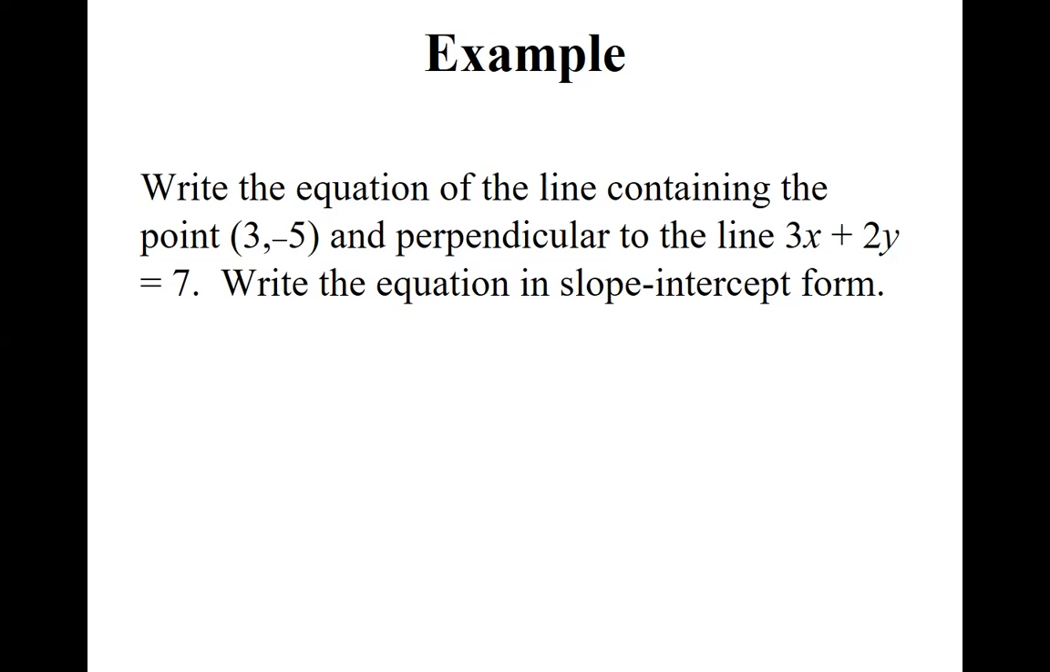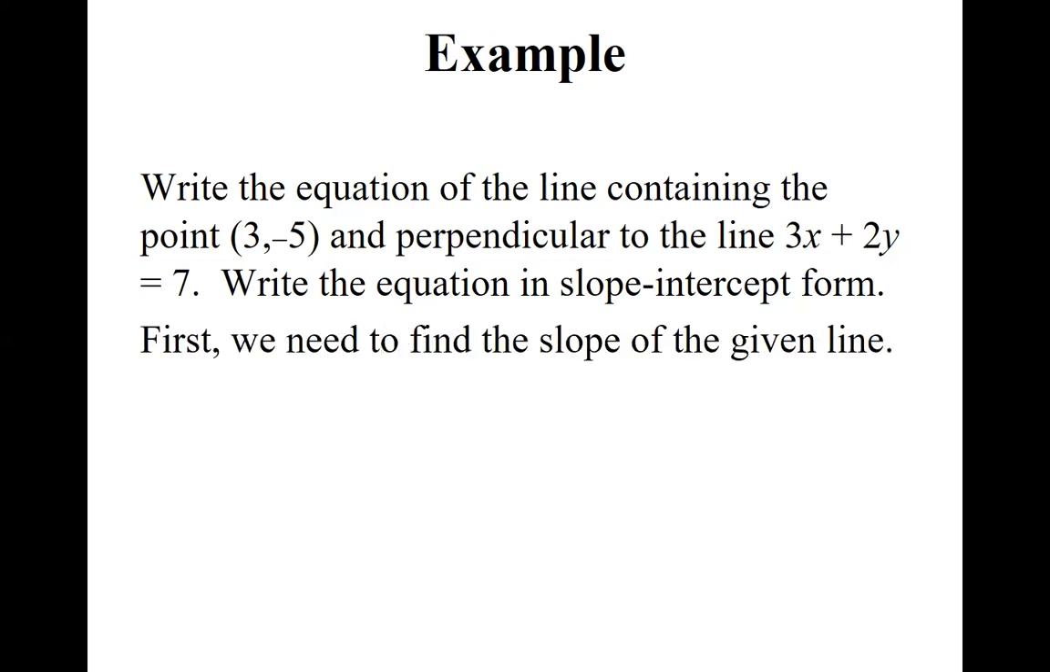Write the equation of the line containing the point (3, -5) and perpendicular to the line 3x plus 2y equals 7. Write the equation in slope-intercept form. So we are starting with this line that we're given, 3x plus 2y equals 7. We want a line perpendicular to that, which means we need an opposite reciprocal slope. But before we can find the opposite reciprocal slope, we need to know what the slope of that line is.